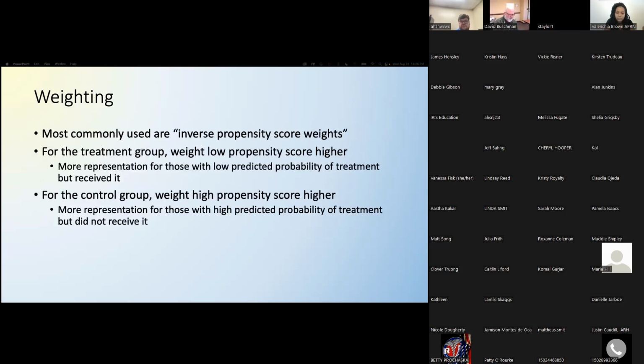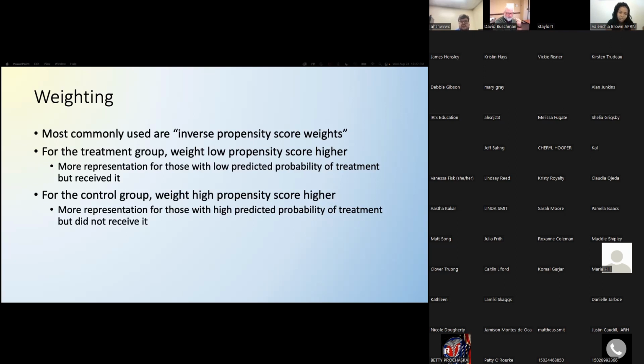So what we ended up returning to that COPD and SARS-CoV-2 study, what we ended up using was called inverse propensity score weighting. So what that means is that for our treatment group, we're going to weight the propensity score, those that are low propensity scores are going to receive more weight. And that's because it's inverse propensity score weights. So if you think about it mathematically, if someone has a 90% predicted probability, you take 1 divided by 0.9, you're going to get about 1.1. But if someone has a 10% predicted probability, if you take 1 divided by 0.1, you're going to get 10.